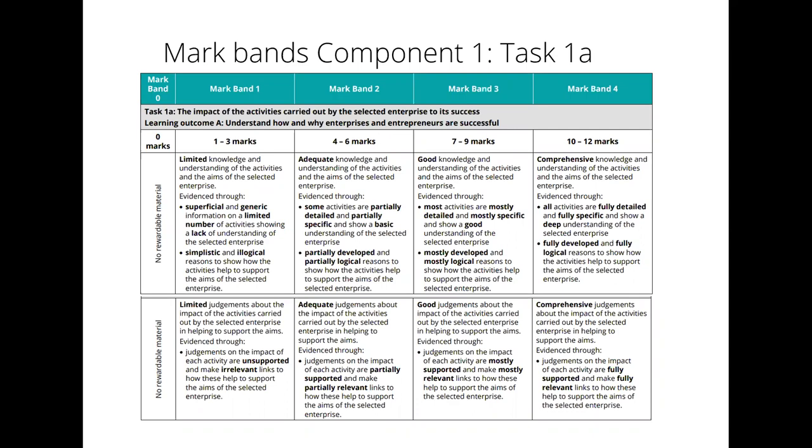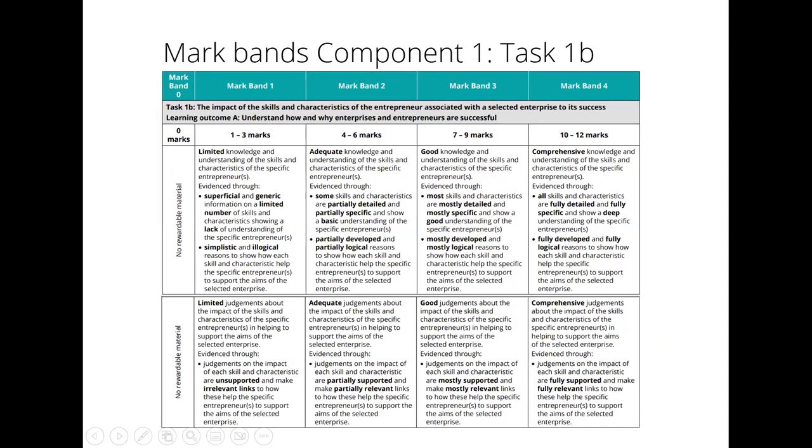Mark band four is the top end. Comprehensive, all activities, fully detailed, fully specific, fully developed, and so on. This is where you would expect the top level two learner to be, where they have shown an in-depth understanding of an enterprise. There's context throughout. There's detail in the points made. There's strong use of research of this enterprise that they've used. Judgments are supported with the evidence and explained well. Recommendations will be clear. They'll be relevant to the enterprise and reasons for them given with the explanation using research. That is what you would expect your top end level two learner to fit into. Okay, there'll be very few errors in that mark band.